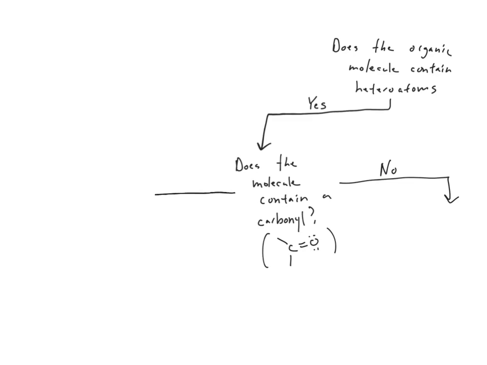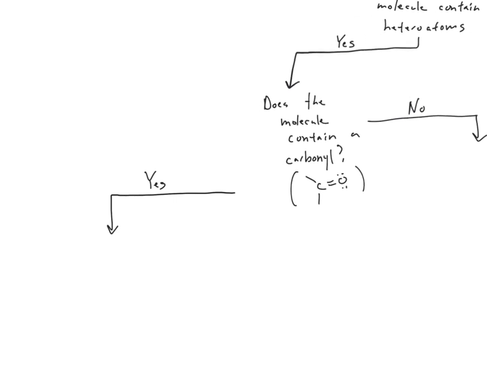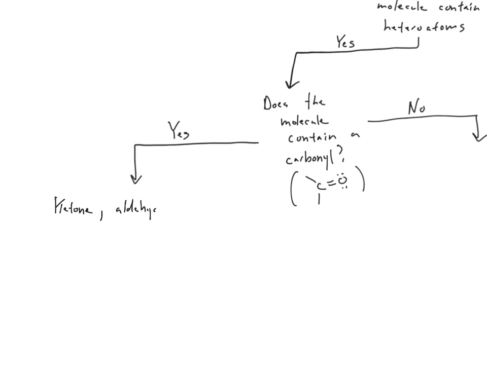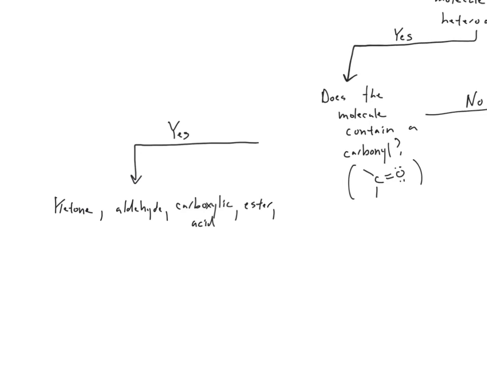But if the answer is yes, there are several different possibilities for what it could be. We'll just draw the names of them. So, a ketone, aldehyde, a carboxylic acid, ester, or an amide. There are more, but for our class, for this survey, these are the ones to be concerned about.